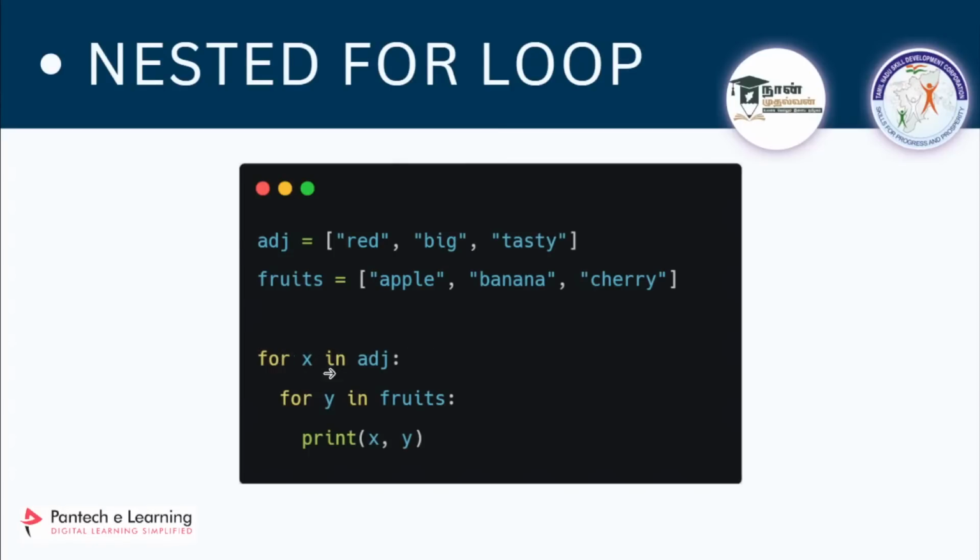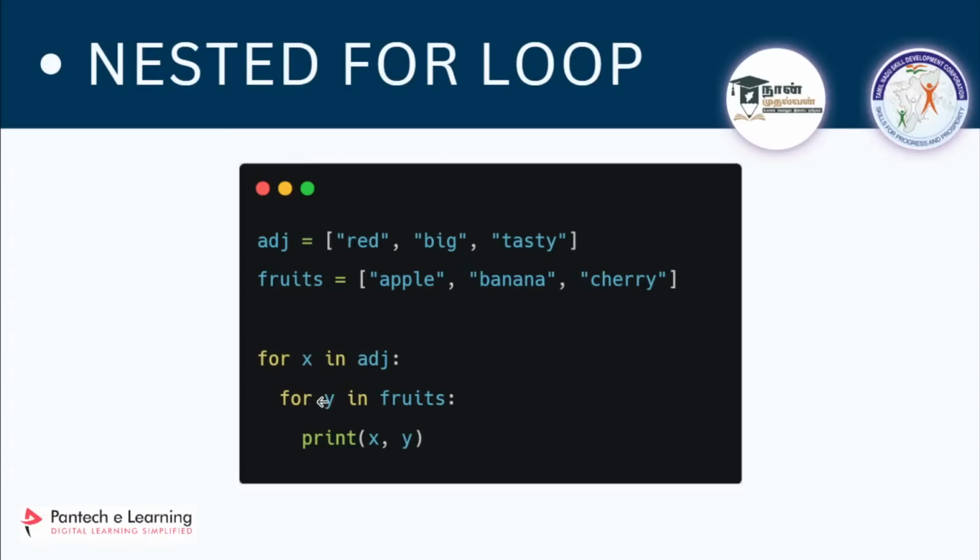What will be the value of x in the first iteration? Once it reaches this first iteration, the value of x will be red. It is an adjective, it is red, and it will go into the body of the for loop where I have created another for loop, using for y in fruits.